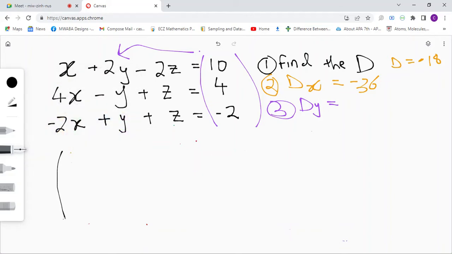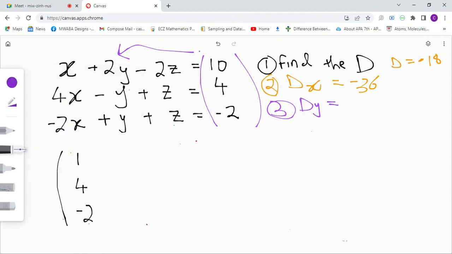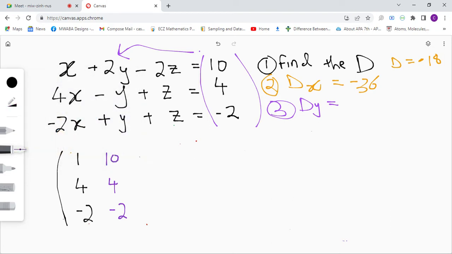Remember, the first column is for the x, the coefficients of the x variable: 1, 4, and -2, right? Then our y column is going to be replaced with 10, 4, and -2. Then now we have our z column for our z coefficients, which is -2, 1, and 1.